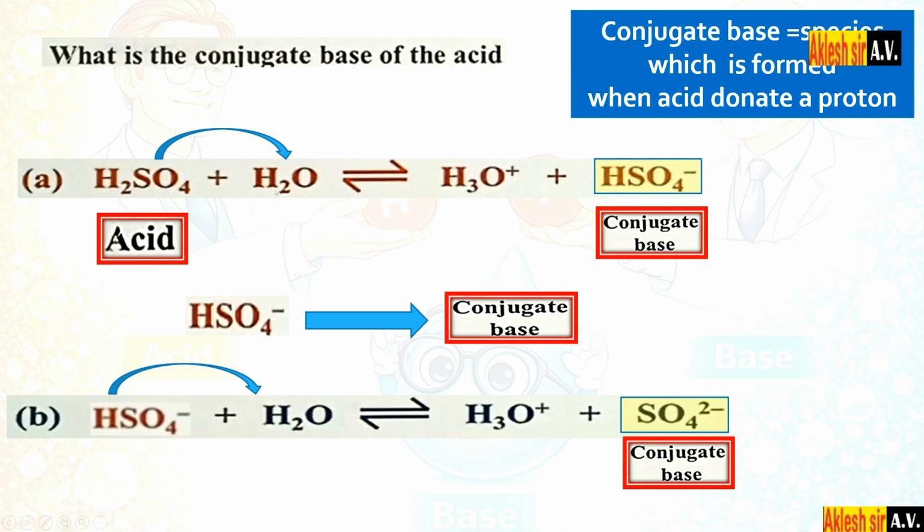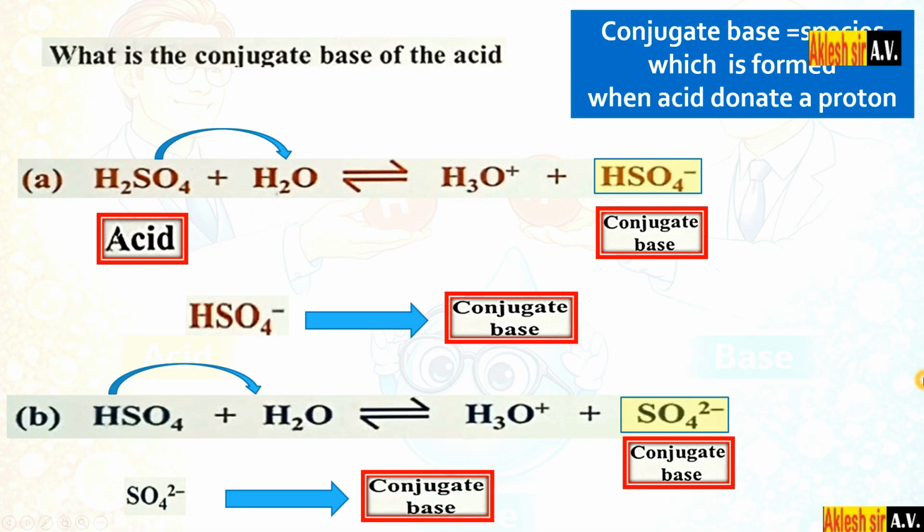So what is the definition? The species formed when an acid donates a proton is known as what? Conjugate base. So here SO4 minus 2 is a conjugate base.